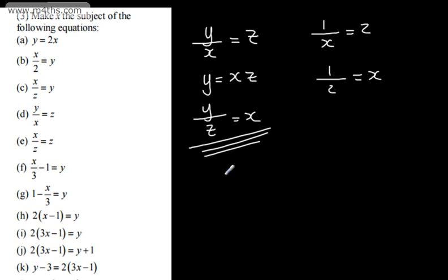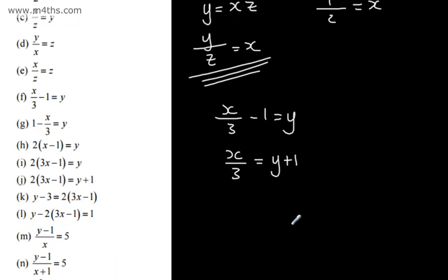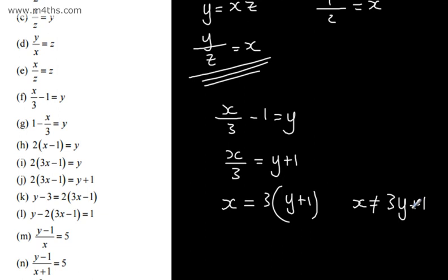Okay, this one we've got now x divided by 3 minus 1 is equal to y. So currently y is the subject, we need to make x the subject. I'm going to add 1 to both sides of the equation. X divided by 3 is equal to y plus 1. And I'm going to multiply now both sides of the equation by 3 to now express x in terms of y. What we need to be careful here is that we do 3 lots of the quantity y plus 1. It isn't 3y plus 1. We're multiplying the quantity y plus 1 by the 3.